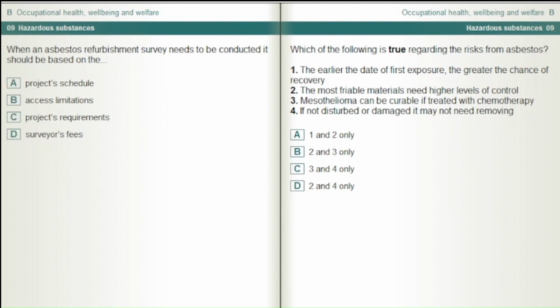Which of the following is true regarding the risks from asbestos? 1. The earlier the date of first exposure, the greater the chance of recovery. 2. The most friable materials need higher levels of control. 3. Mesothelioma can be curable if treated with chemotherapy. 4. If not disturbed or damaged, it may not need removing. 1 and 2 only. 2 and 3 only. 3 and 4 only. 2 and 4 only.